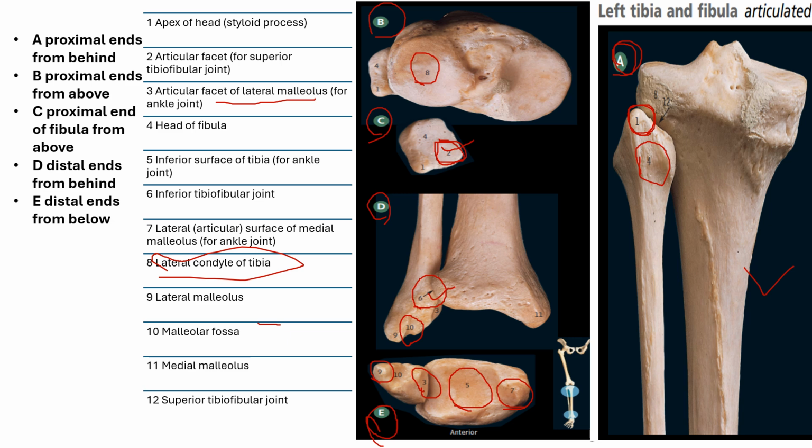The medial malleolus, this is number 11, which is present in image D. This is the part of the medial malleolus. And the 12th one, here is the structure in image A. It's the superior tibiofibular joint.